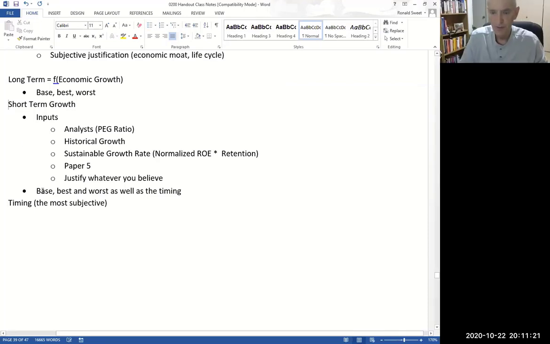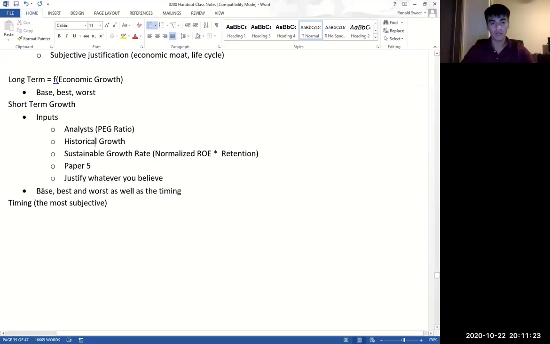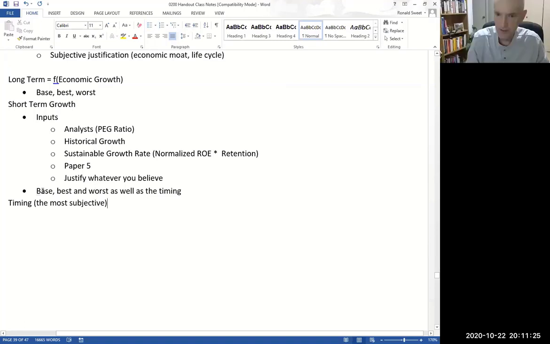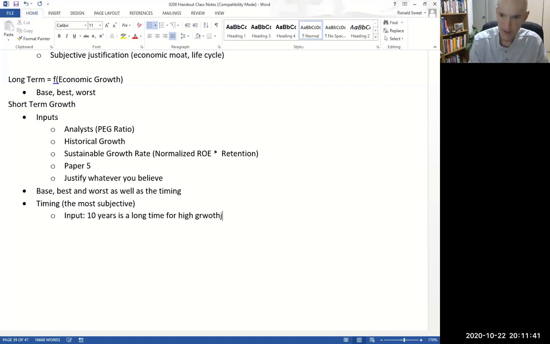So short-term growth, let me put it under short-term growth. Short-term, because long-term growth is infinity. We just assume they're going to grow that forever and ever. Short-term growth, you've got to put a time to it. It's just the most subjective. The only input I can give you is 10 years is a long time for high growth.